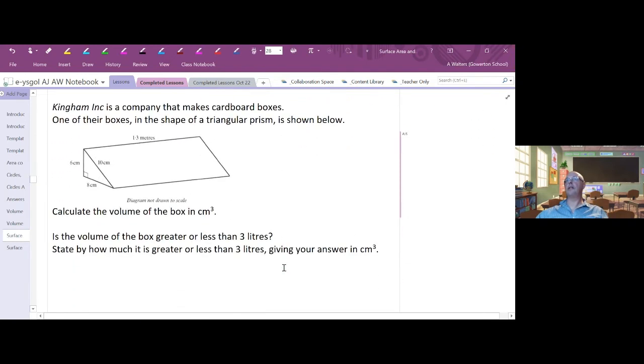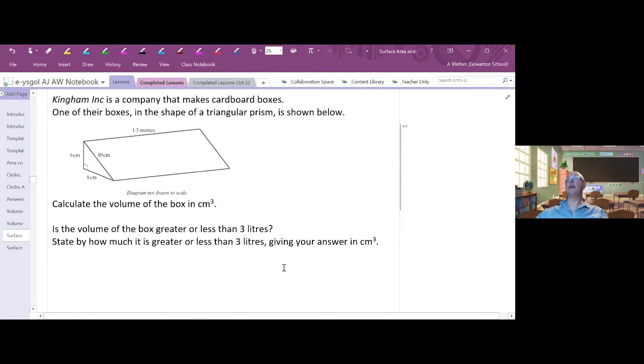And the next question. Okay, so we are asked to find, I'll read it and highlight things first. Right, so that's the typical box there. We want the volume of the box. And then, right, we'll pass a comment then on whether it's greater or less than 3 litres.